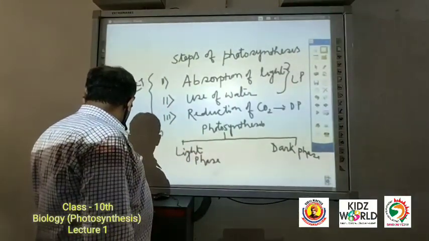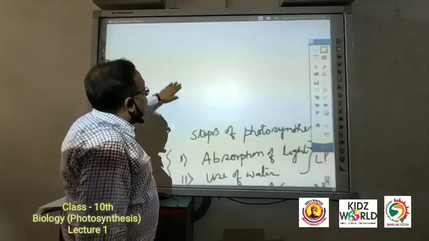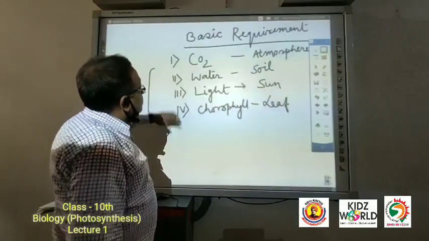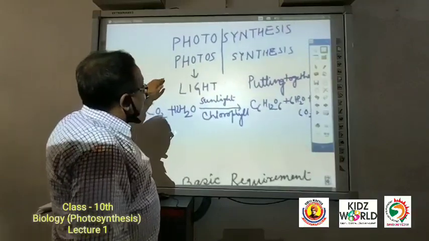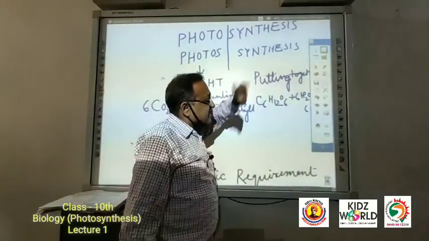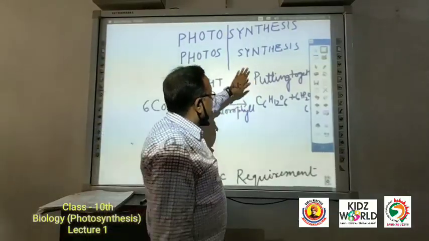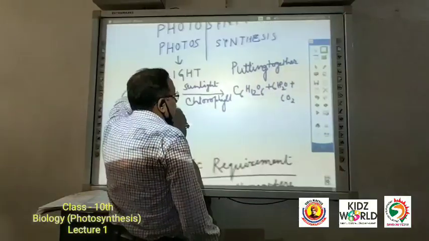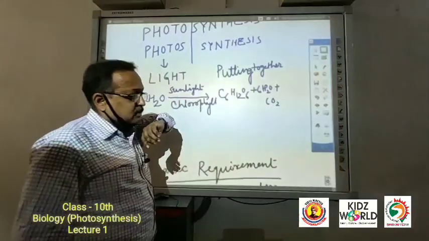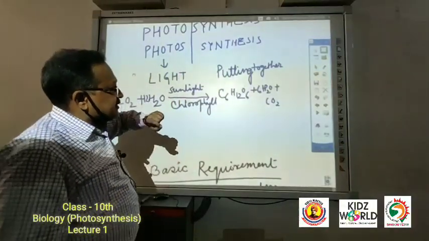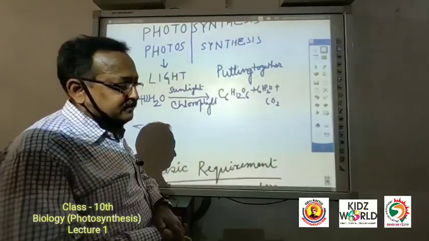In last class I started photosynthesis and told you some basics. So, very first, photosynthesis is made up of two words, photos and synthesis. Photos means light, and the meaning of synthesis is putting together. It means something is put together with the help of light.